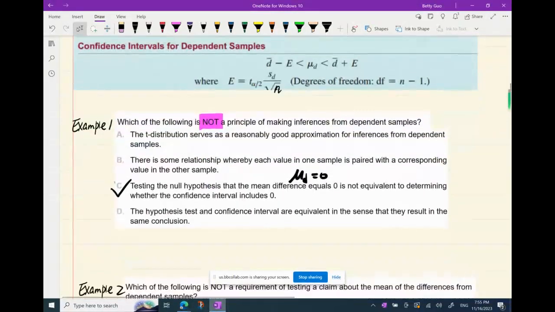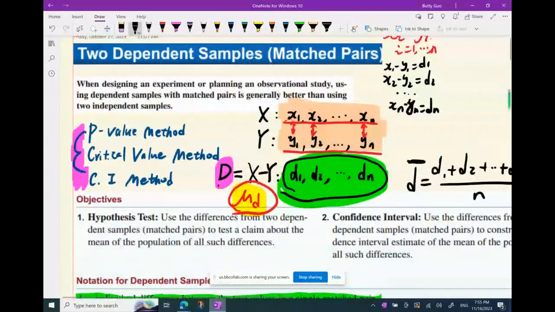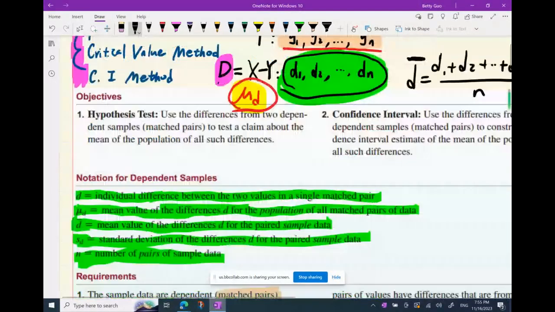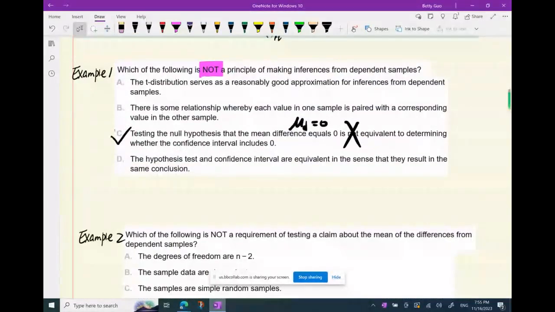Yeah, they are equivalent, by the way. Okay, they are equivalent. As I said earlier, the three methods are all equivalent. So testing the null mu sub d equals 0 is equivalent to checking whether the interval includes 0 or not. It says not equivalent, so it's wrong. That's the answer we're going to choose.